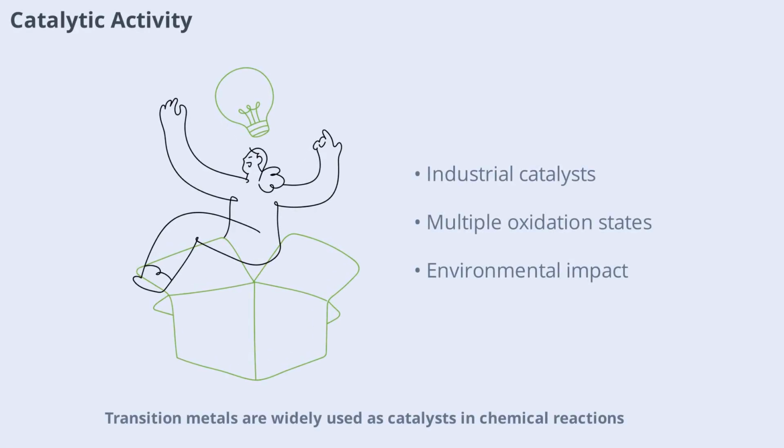Transition metals are widely used as catalysts in chemical reactions. Their ability to adopt multiple oxidation states and form complex ions makes them ideal for speeding up reactions without being consumed. For instance, iron is used in the Haber process for ammonia synthesis, while platinum is key in catalytic converters. This catalytic prowess is essential for many industrial and environmental processes.